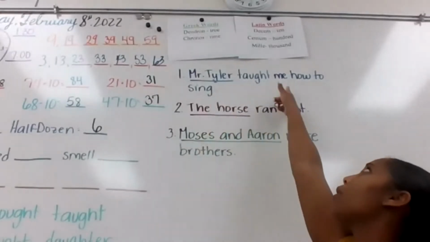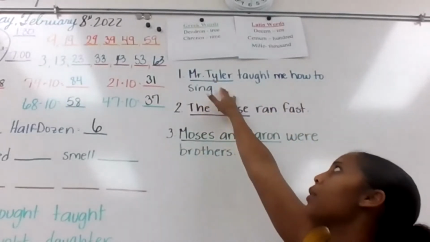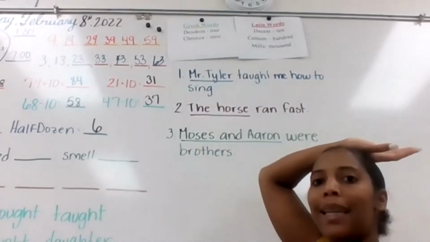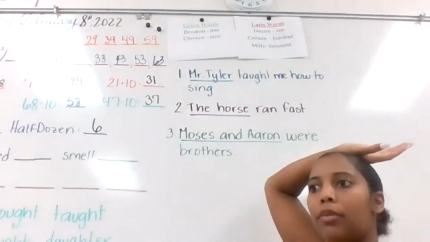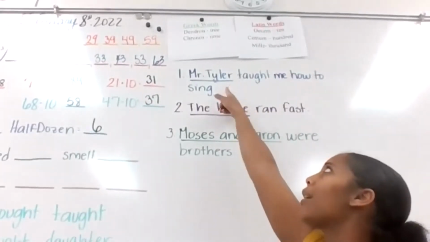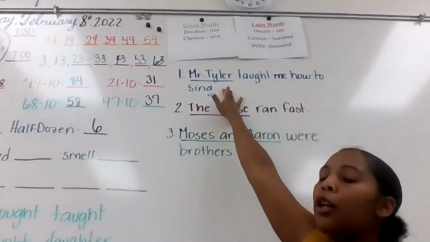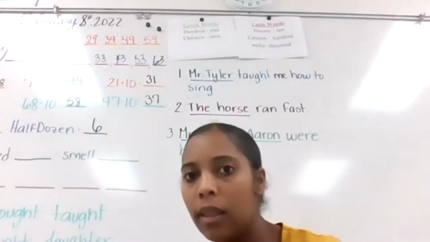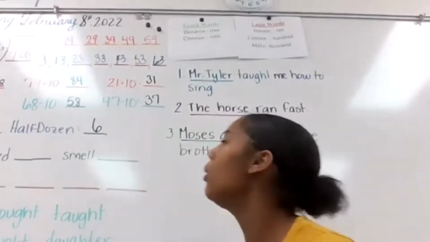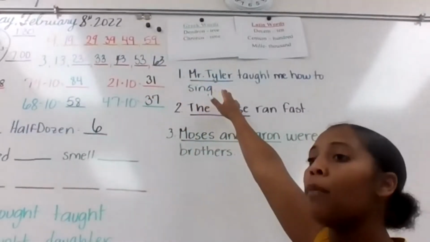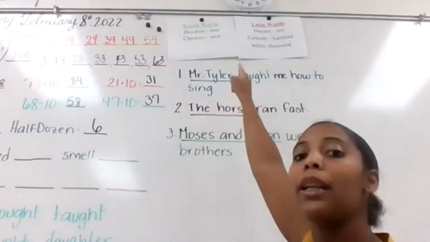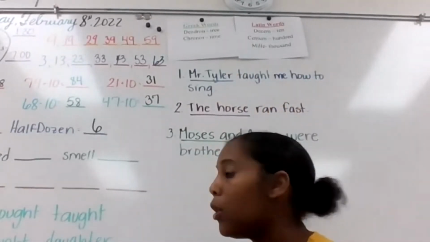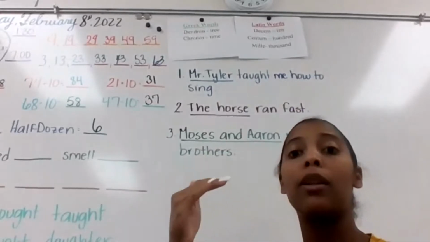Mr. Tyler taught me how to sing. Mr. Tyler taught me how to sing. What is our noun we're taking out? Tell me, what's the noun? We are going to take out Mr. Tyler, and you're going to replace this with a pronoun. Now, we know Mr. means a man, okay? Just in case you didn't know. So go ahead and write this over, but take out Mr. Tyler and put in the correct pronoun, and then you'll write the rest of it. You don't have to write Mr. Tyler, you'll write it with the correct pronoun.